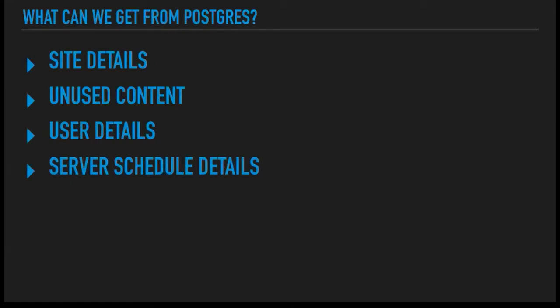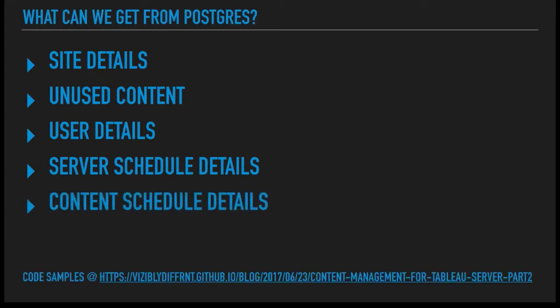And we also want to know server schedule details. We want to be able to reschedule content, so we need to know what schedules are available on our Tableau server. And then the last piece are the schedule details around an existing piece of content. This will let us know exactly how frequently something is being updated. And if you follow this link to my blog, I've also got a lot of the PostgreSQL code samples up there. I won't be showing any of those in the presentation today, but they are all freely available up there for download.